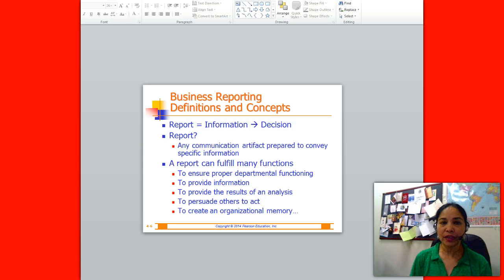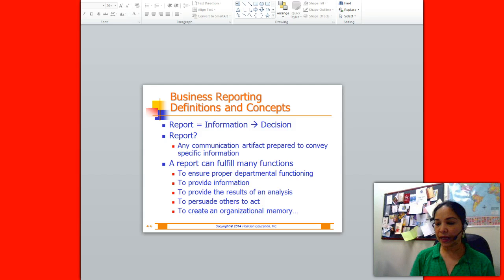And I will start with business reporting. A report is any communication artifact prepared with the specific intention of conveying information in a presentable form. A report can fulfill many functions: to ensure proper functioning of the department, to provide information, to provide the results of an analysis, to persuade others to act, and to create an organizational memory.